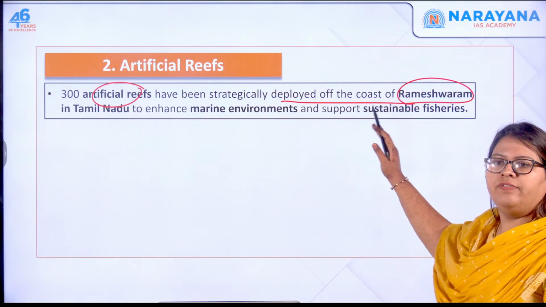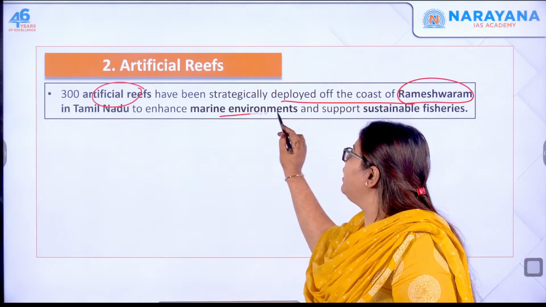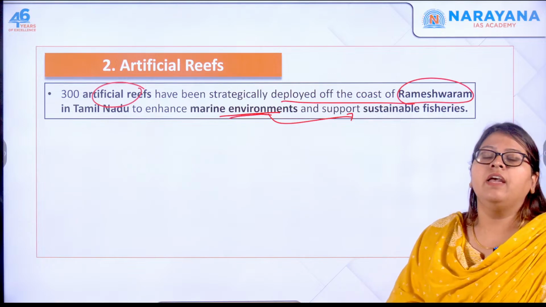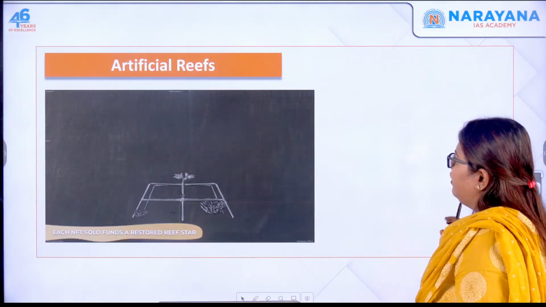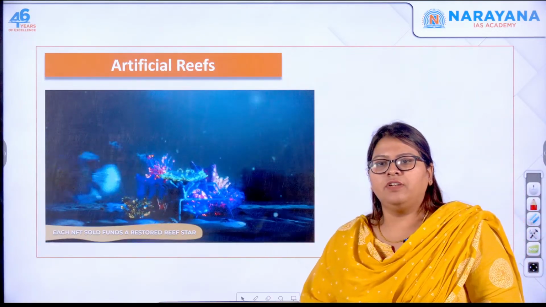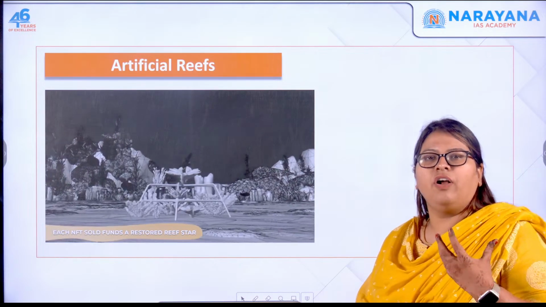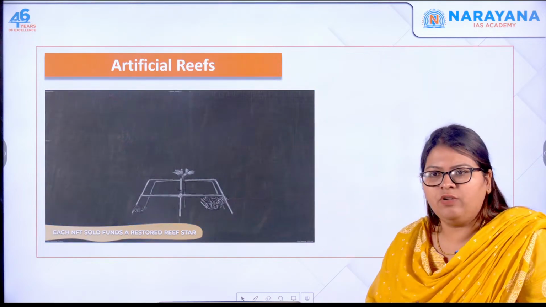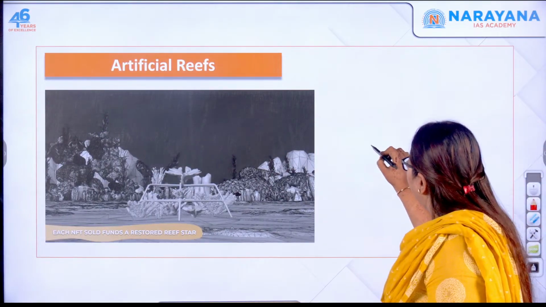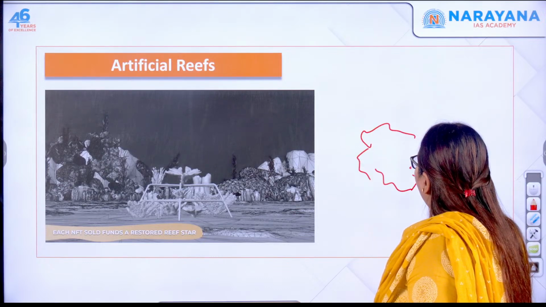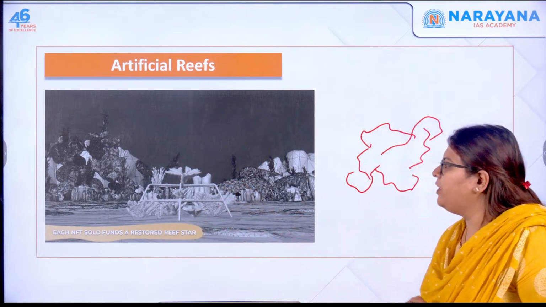Off the coast of Rameshwaram in Tamil Nadu, artificial reefs were introduced in order to enhance the marine environment and to boost sustainable fisheries. So, let us see what artificial reefs are. Can you see what an artificial reef is? Sometimes geotextile materials, concretes or cinders are used to create a reef-like environment, and after that it is dropped into the ocean.